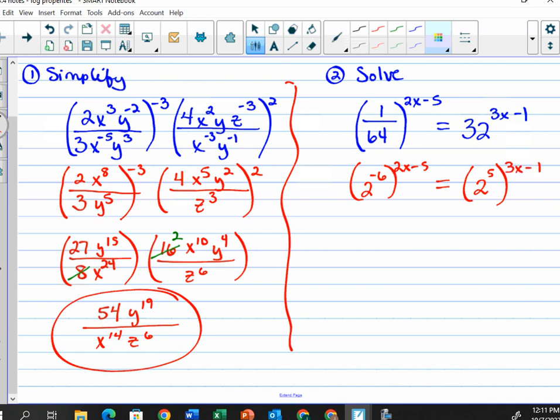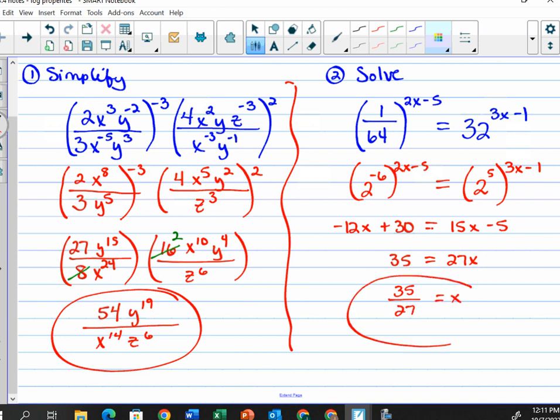Okay, I know I have to multiply exponents and then set them equal, so I'm going to do that all in one step. So I've got negative 12x plus 30 equals 15x minus 5. Looks like 35 equals 27x. So 35 over 27 is your answer. Not a very pretty answer, but it doesn't reduce. That's it. Okay.